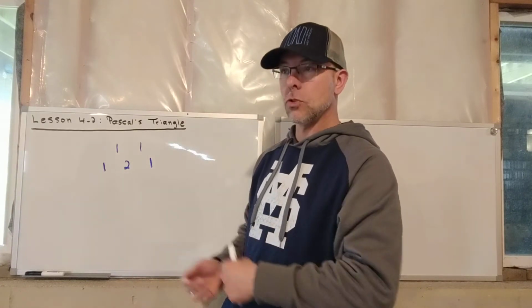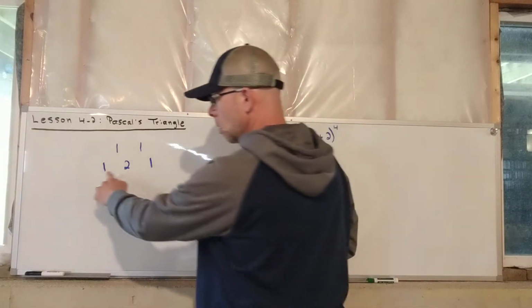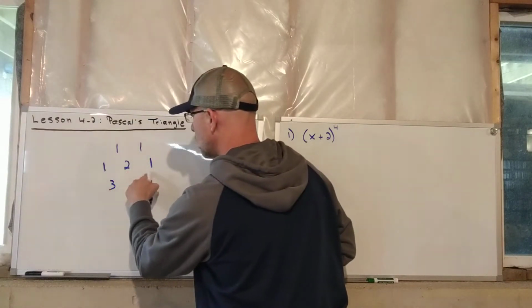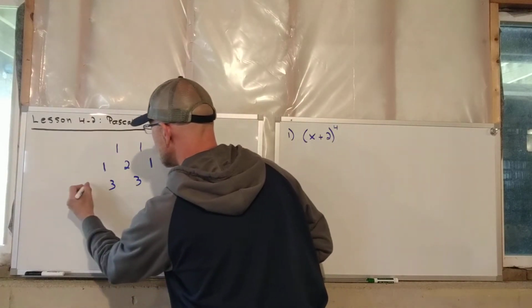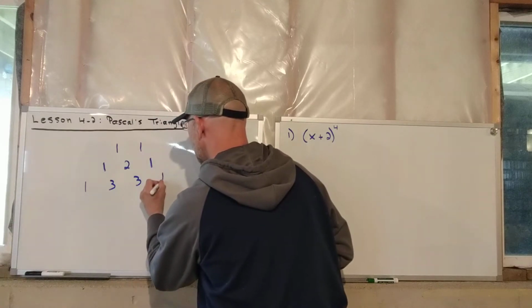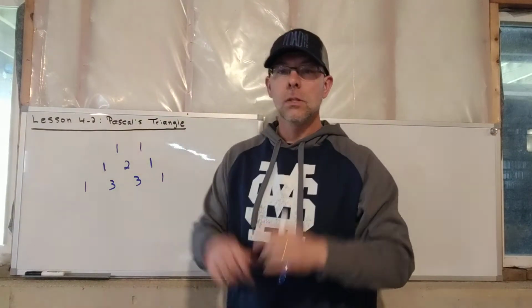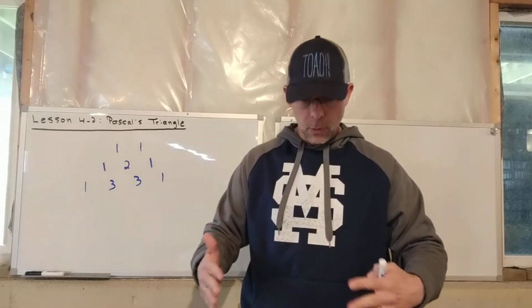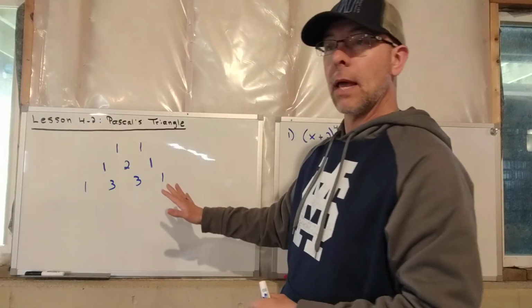It is straightforward addition. So 1 and 2 add to 3. 2 and 1 add to 3. Start with 1, end with 1. So it starts looking like a triangle. It kind of looks like a set of bowling pins, if you know how bowling pins are set up. And we keep doing that, people.